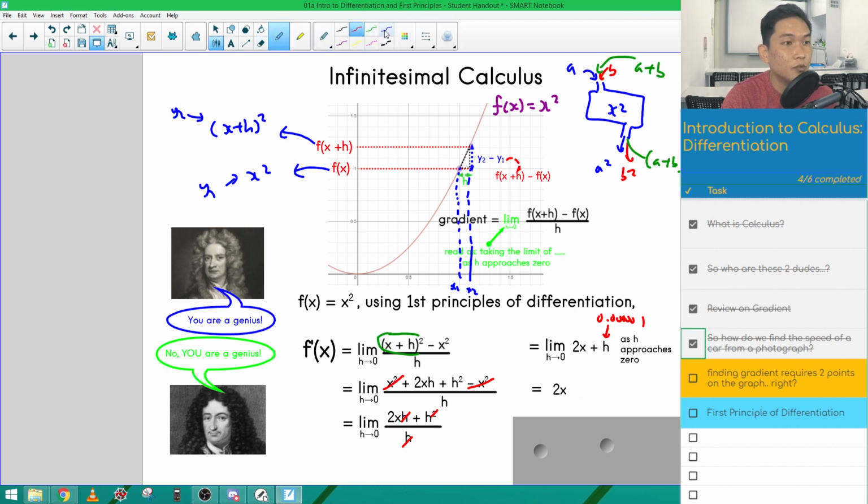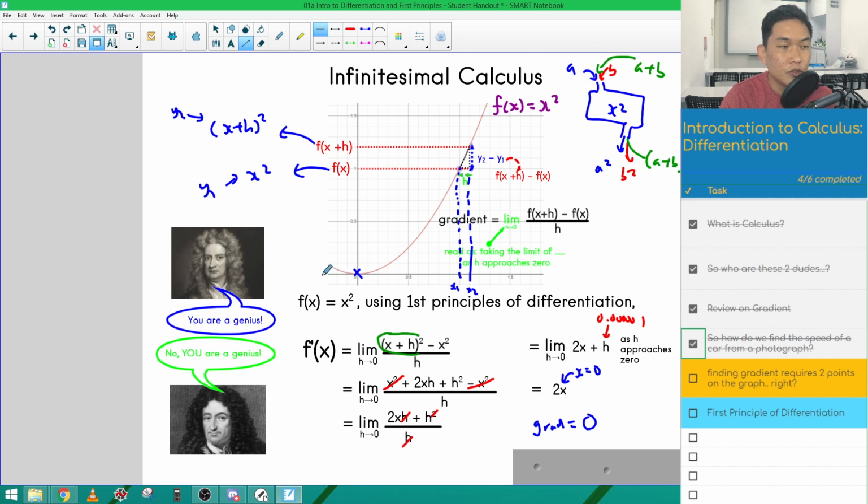Well, this is why. Imagine if I wanted to find the gradient at this point, x equals 0. What do you need to do? You substitute x equals 0 inside here. And then what do you get out? Your gradient equals 2 times 0. Your gradient is 0. Is the gradient 0 at this point? All you need to do is draw a tangent line. Yeah, it's 0. It is 0 at the bottom, at the minimum point of our x squared graph.